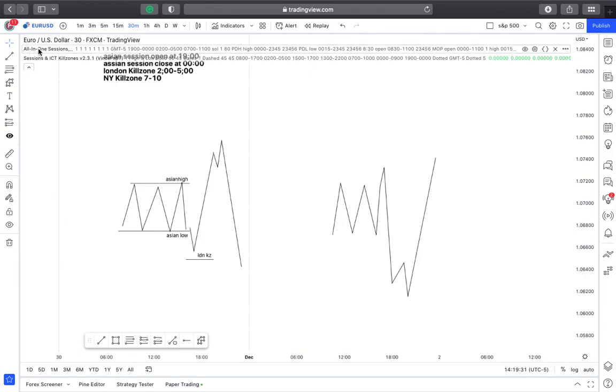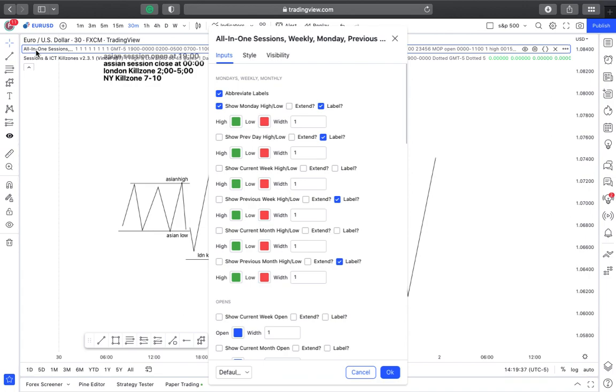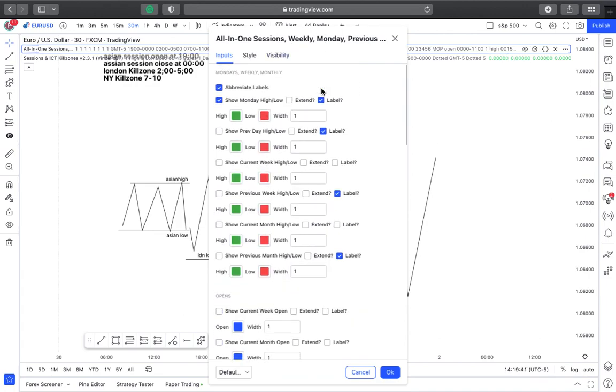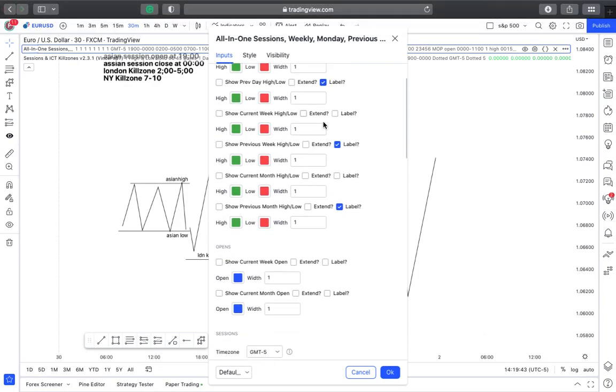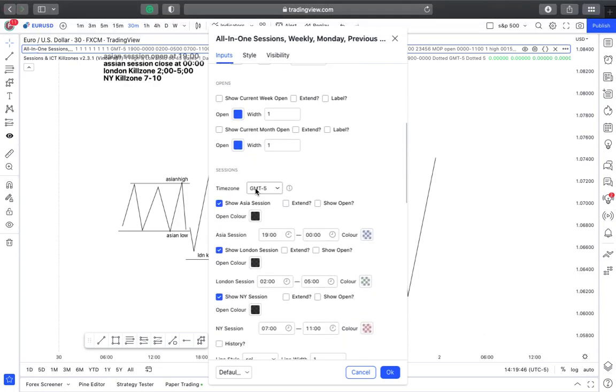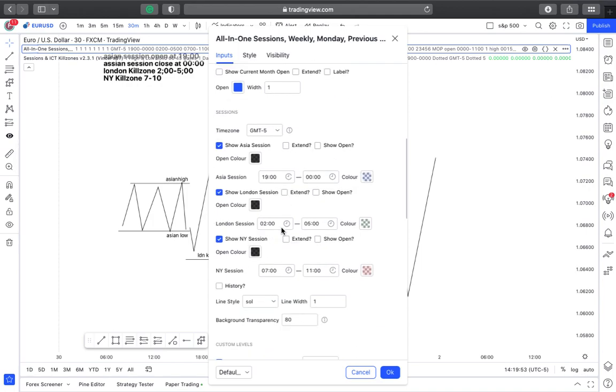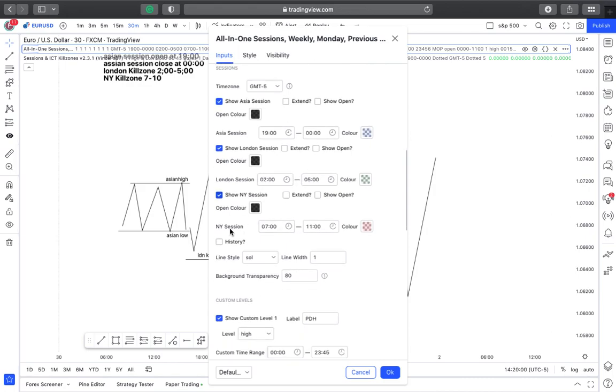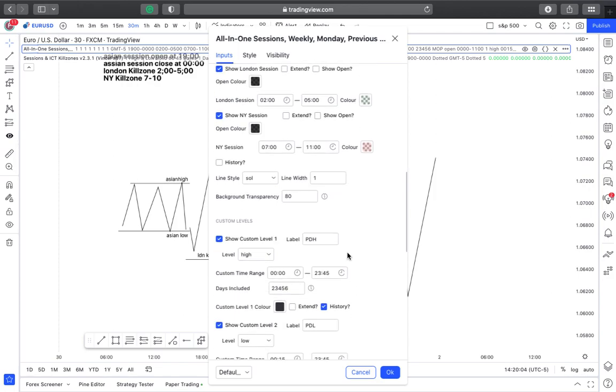This is EUR/USD, and these are the two indicators which I use. This is what I would recommend to you. You can take a screenshot of this. Be sure you put the time zone to GMT-5, because you have UTC-5 here, so this is necessary. So for the Asian session, this is the timing. London session, this is the timing. New York session, this is the timing. Make sure you change the colors of each of them.